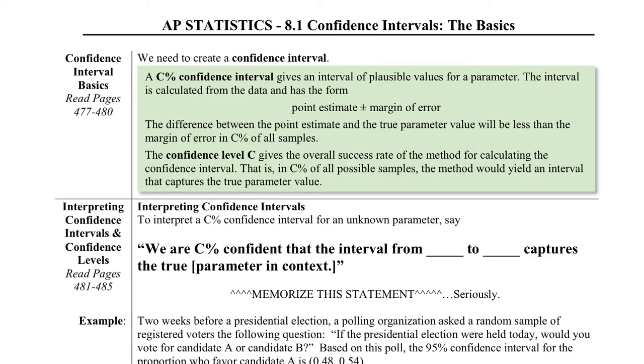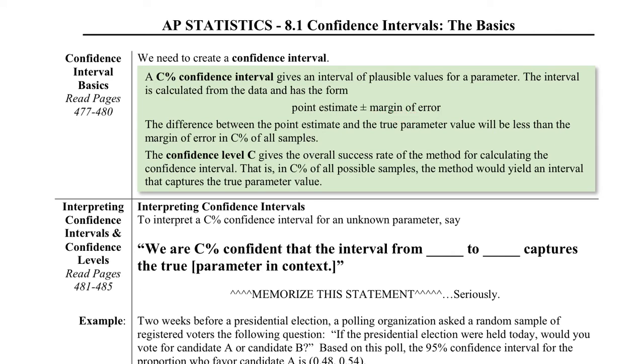Getting into chapter 8, we're going to focus on confidence intervals. And this is where we can actually start using our samples to make predictions about our population. So a confidence interval gives an interval of plausible values for our parameter, our population. And to calculate that, we have a point estimate. We'll talk about what that is in a moment, plus or minus a margin of error.